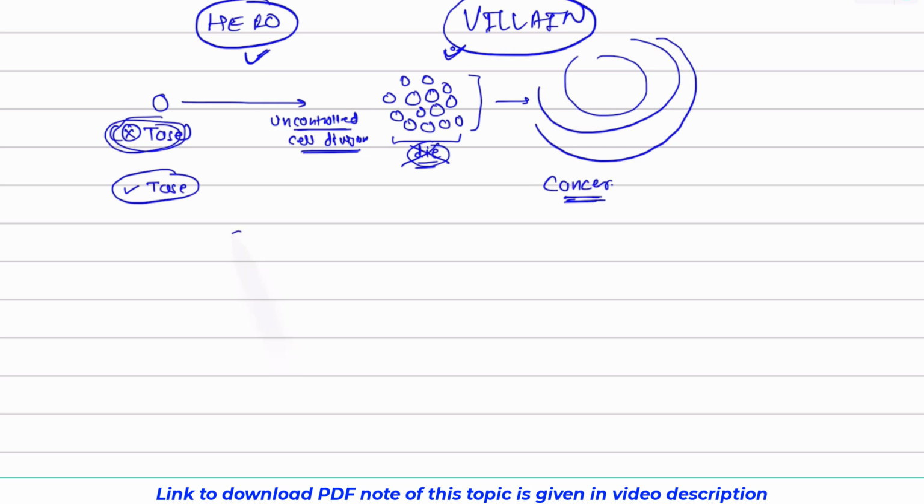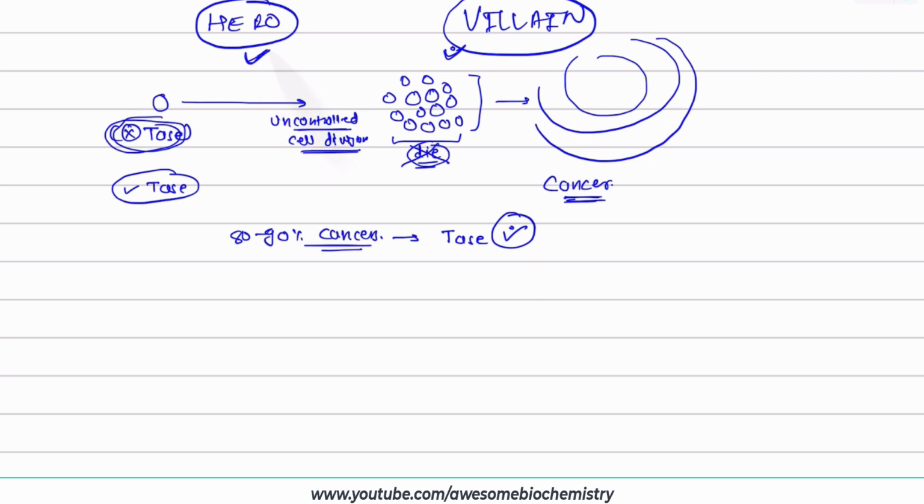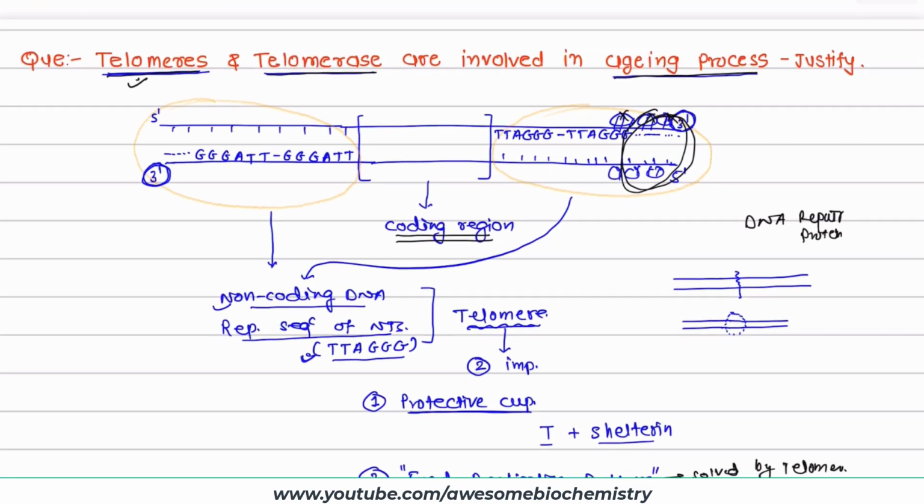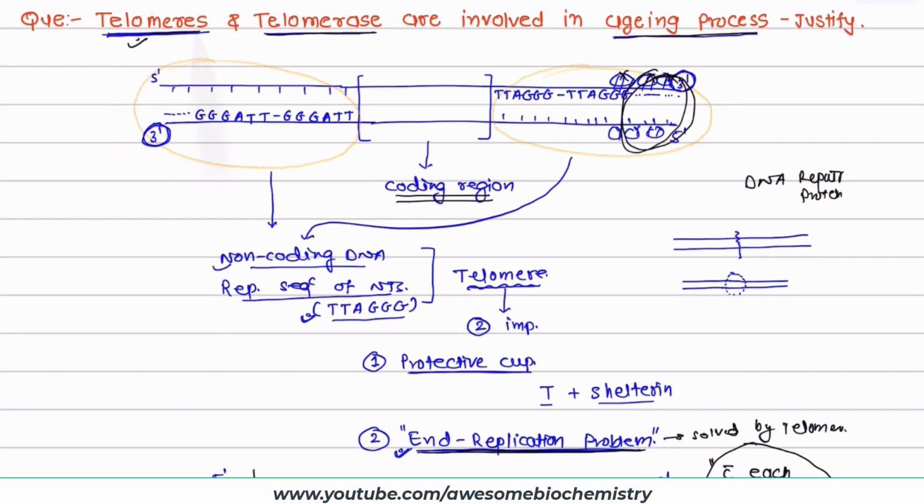And in real life, in 80 to 90% of cancers, if you take their cells and examine them, telomerase activity will be present. So remember this very important point: don't consider telomerase as just a hero. It is also a villain, and a very big villain, right? Now I hope that you understand both the terms telomeres as well as telomerase and what they do. You also understand how they are involved in the aging process.